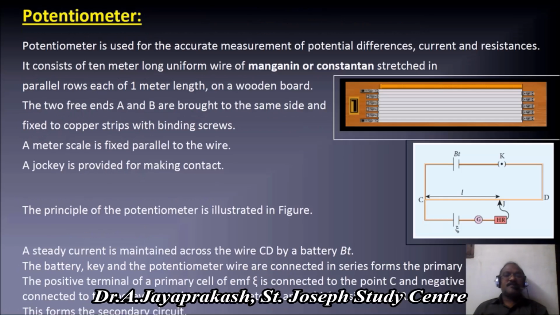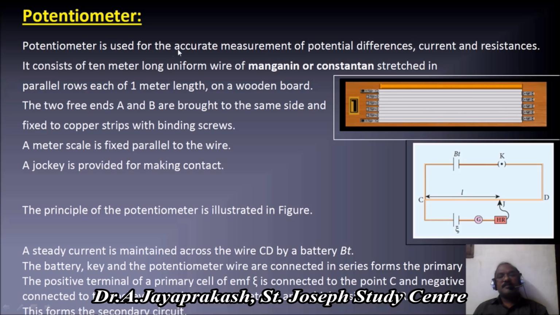Now come to the potentiometer. Potentiometer is an advanced version of the meter bridge setup. In meter bridge we have only 1 meter of wire, but here we have 10 meters of wire connected in a zigzag manner. It starts at one end, and uniformly we have 1 meter length along each path, ending at another terminal. So if we measure all the length, it will become 10 meters.